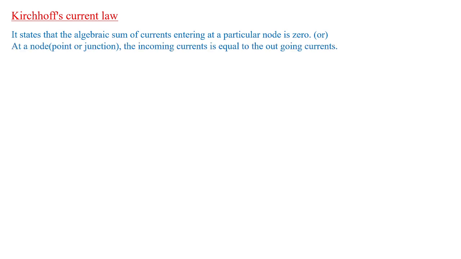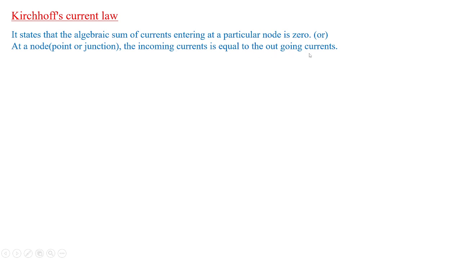Before jumping into the concept, let us see what exactly Kirchhoff's current law states. It states that the algebraic sum of the currents entering at a particular node is zero, or in some texts you can also see this definition that at a particular node or a point or a junction, the incoming currents is equal to the outgoing currents.